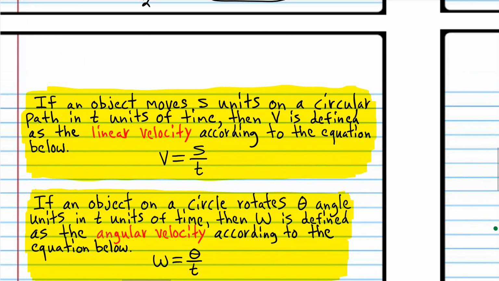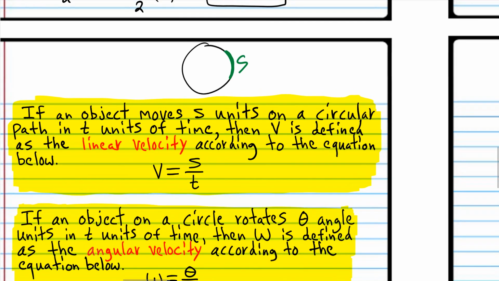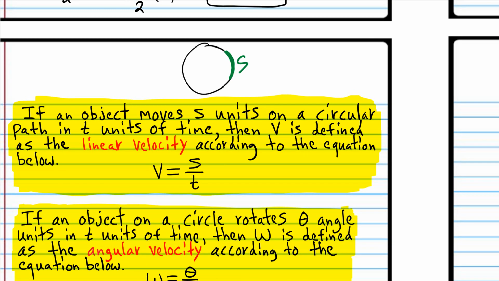So let's say you have a circle and something moves some distance s on the circle in a certain amount of time. Then you take that distance and divide by how much time it took to move that distance, and that gives us what we call the linear velocity. Linear velocity is just like miles per hour on the road, or how fast a plane is moving. It's just the basic idea of speed.